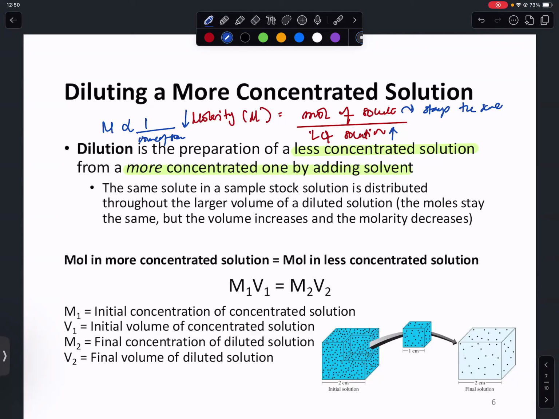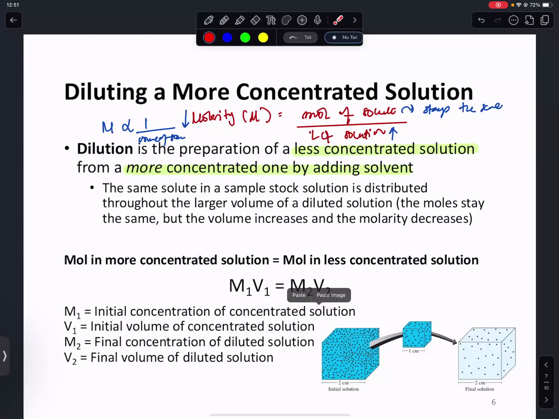For this relationship, we're going to use a very simple equation: moles in the more concentrated solution equals moles in the less concentrated solution. We established that up here. Therefore, the initial molarity, M1, times the initial volume equals the final molarity times the final volume. Or we can say the concentrated solution's molarity and volume equal the final concentration and volume of the diluted solution.